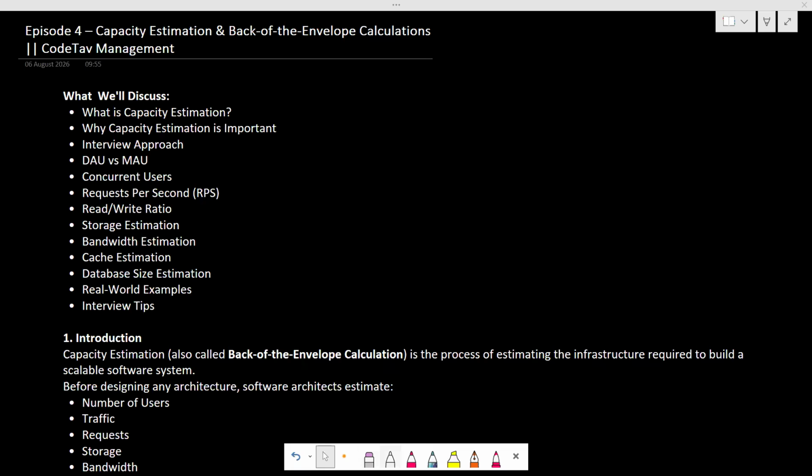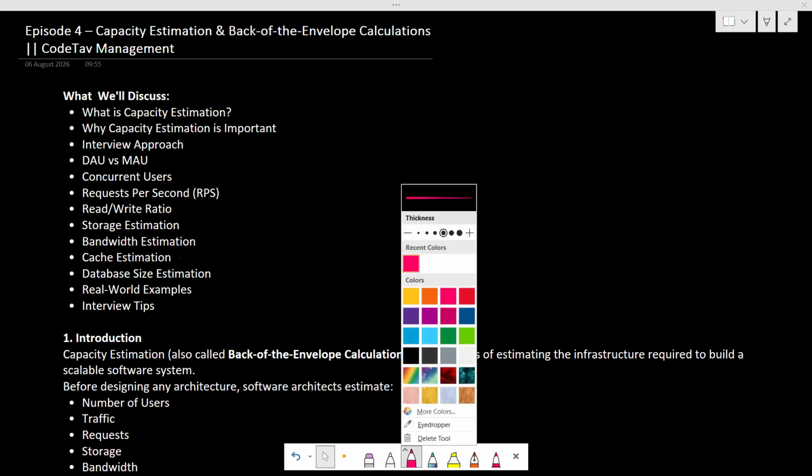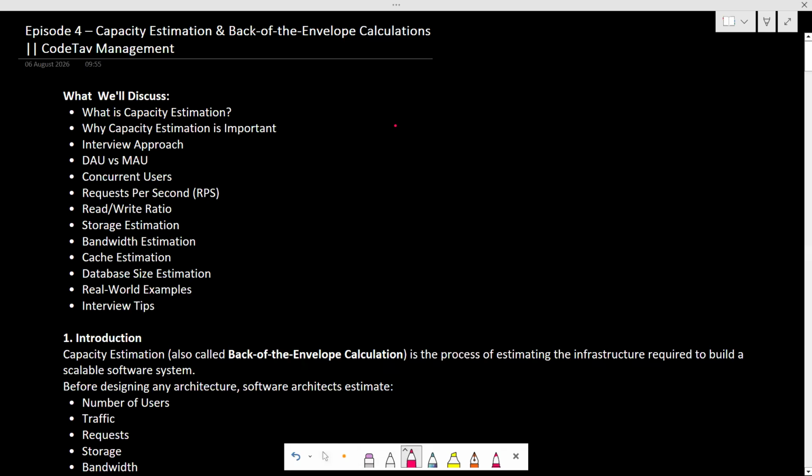So, in our previous episodes, we learned about the fundamental concepts of system design. After that, the functional and non-functional requirements. After that, the difference between high-level design and low-level design. So now it's time to learn one of the most important skills that every software architect and backend engineer must master. That's nothing but capacity estimation and back of the envelope calculations.